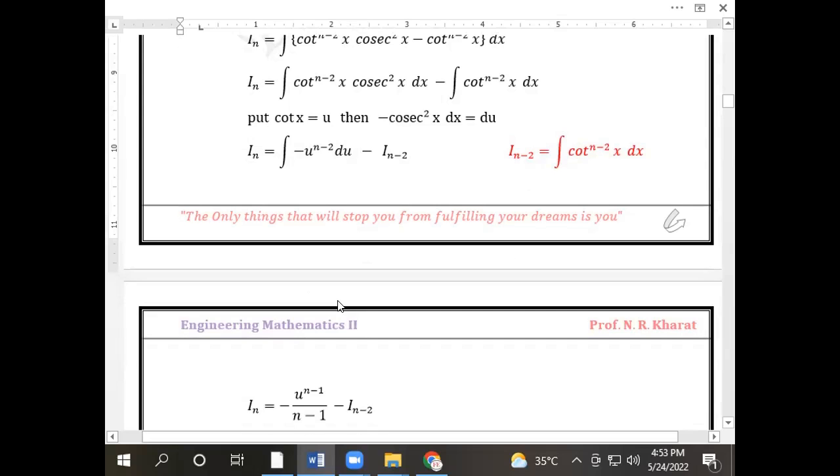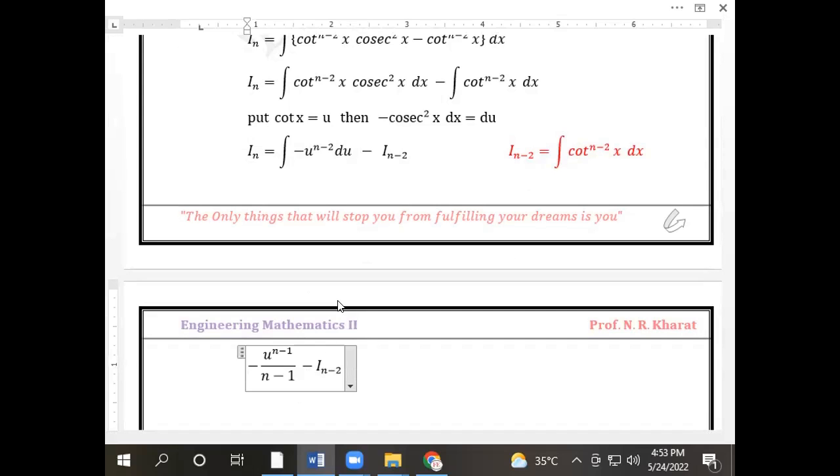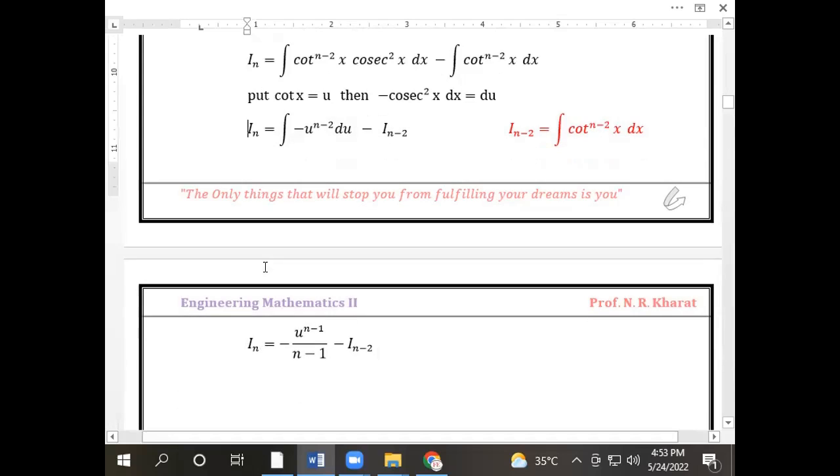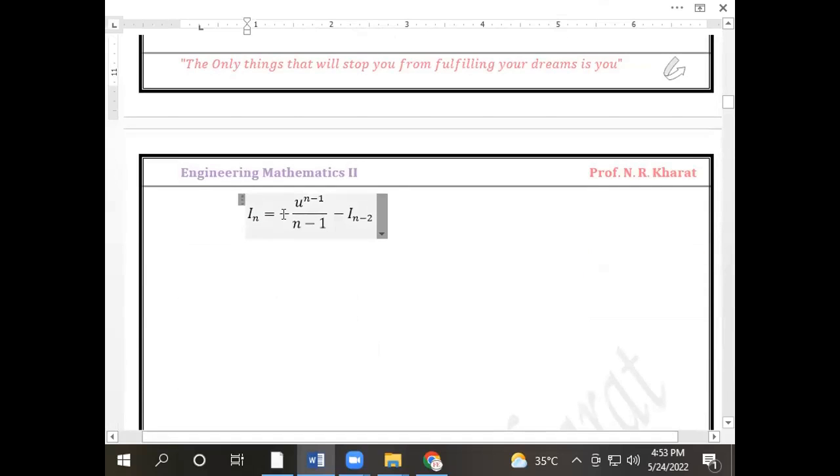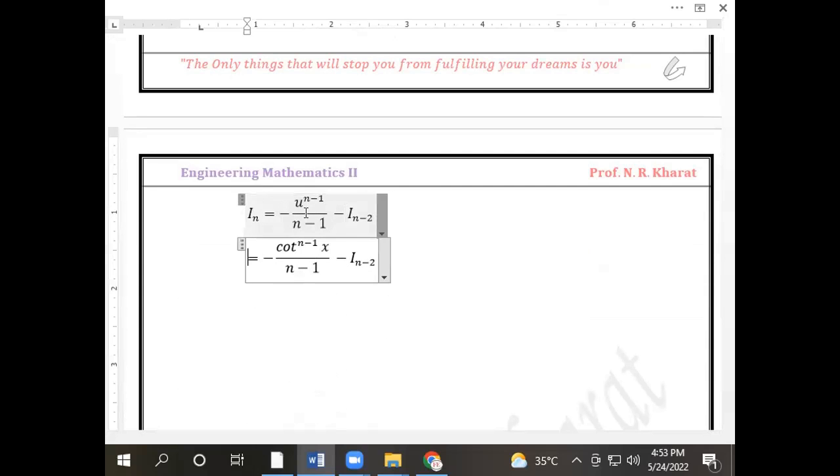So we have to replace the value of u. U is nothing but cot x. Before that, we have to take the integration. Integrating u raised to n minus 2, we get I n is equal to minus u raised to n minus 1 upon n minus 1, minus I of n minus 2. And lastly, replace u with cot x.